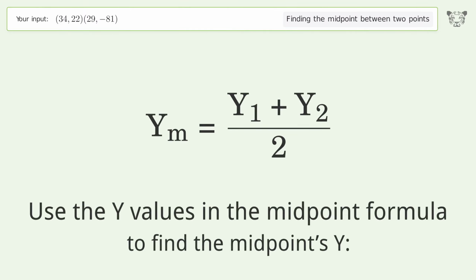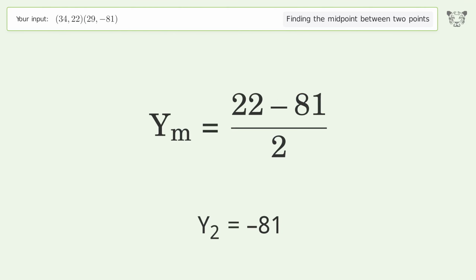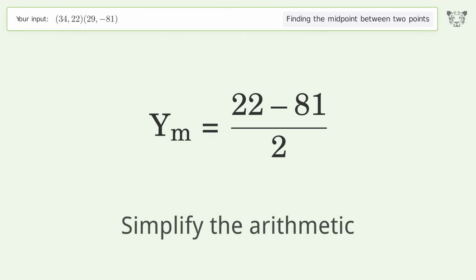Use the y values in the midpoint formula to find the midpoint's y. y1 equals 22. y2 equals negative 81. Simplify the arithmetic.